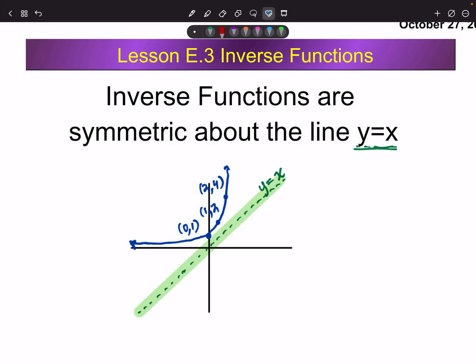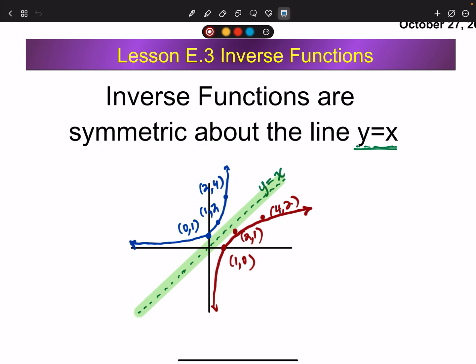would be a graph whose ordered pairs are reversed. So instead of 0, 1, you'd have 1, 0. And instead of 1, 2, you'd have 2, 1. And instead of 2, 4, you'd have 4, 2. And it would look like that. And those would be inverse functions. The blue graph and the red graph are inverses of one another. And we can tell graphically that they are inverses because they are symmetric about the line y equals x.